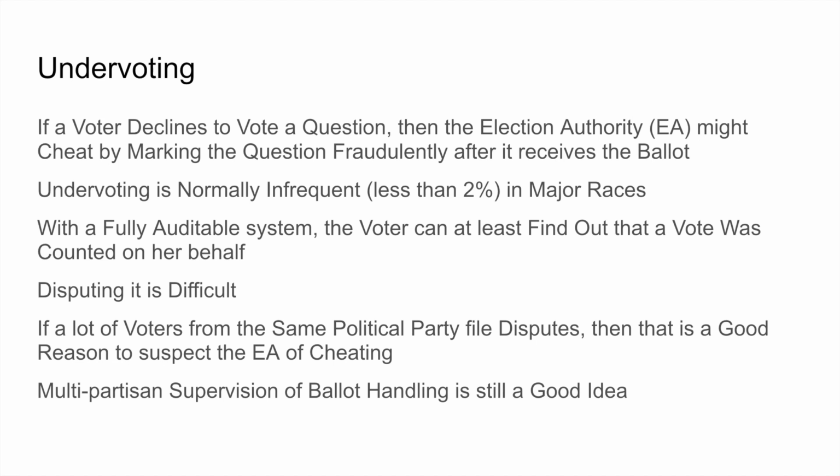If a lot of voters from the same political party file disputes, then that is a good reason to suspect the election authority of cheating. On the other hand, if a bunch of voters conspire to discredit the election by filing fraudulent disputes, then investigators would probably figure that out. It's hard to maintain a conspiracy when everyone knows exactly who's in it. But the bottom line is, multi-partisan supervision of ballot handling is still a good idea.